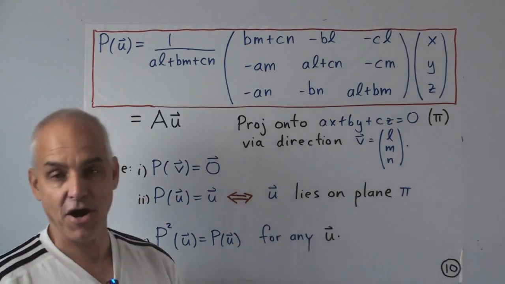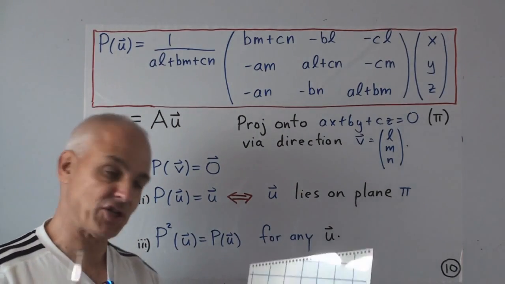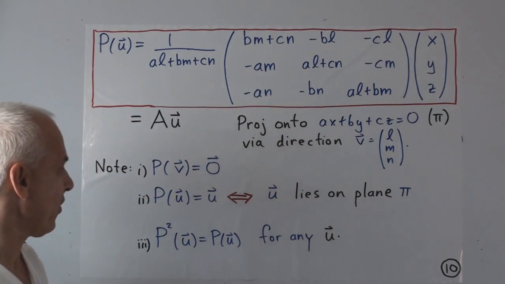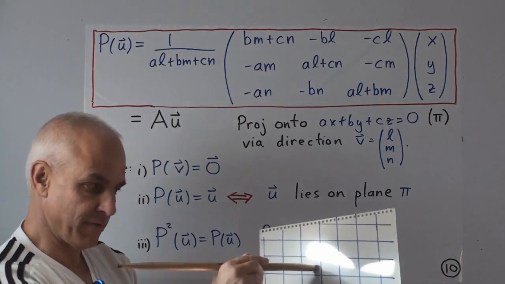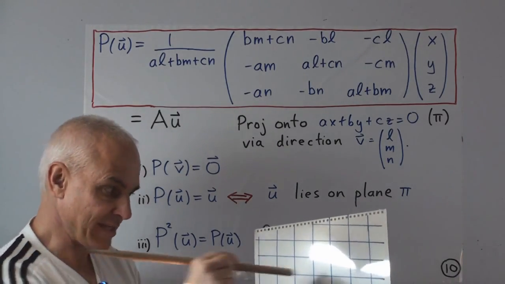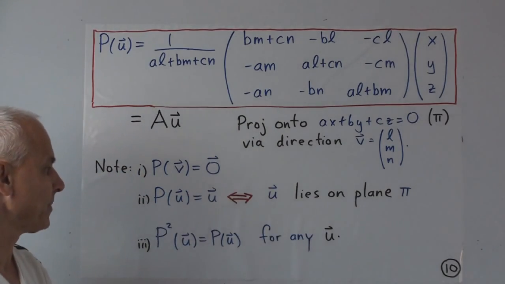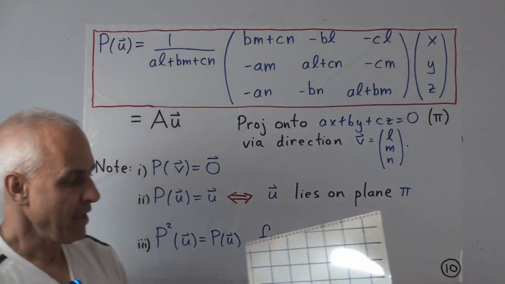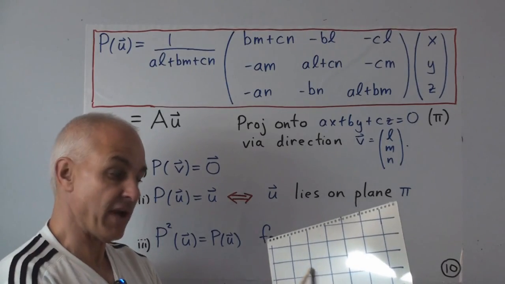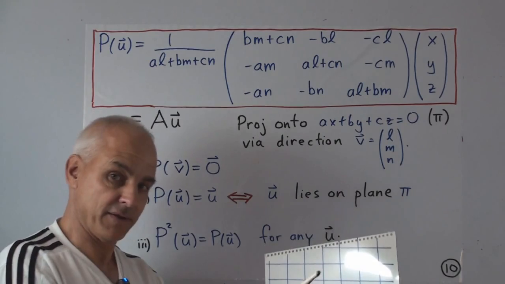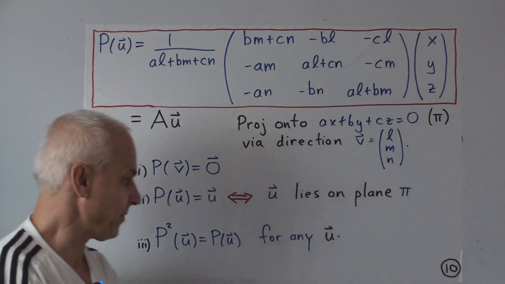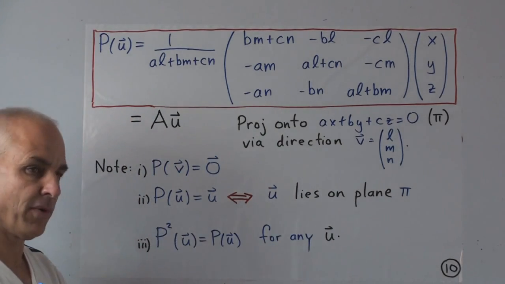So here are a few properties of this projection onto a plane. First of all, the actual direction vector of the projection, the vector v, if we project it, we're going to get the 0 vector. Secondly, if we start off with a vector u which is already on the plane, then when we project it on the plane, well, it doesn't go anywhere. It's already on the plane. So p of u equals u.